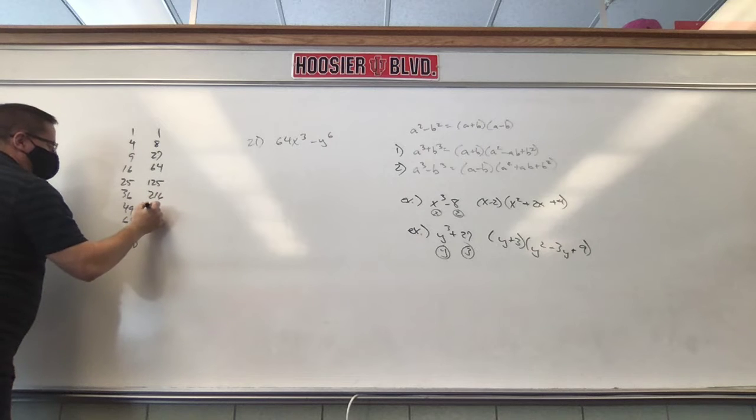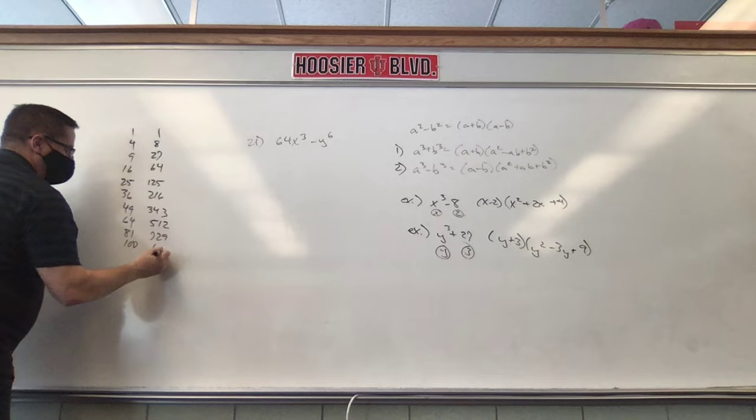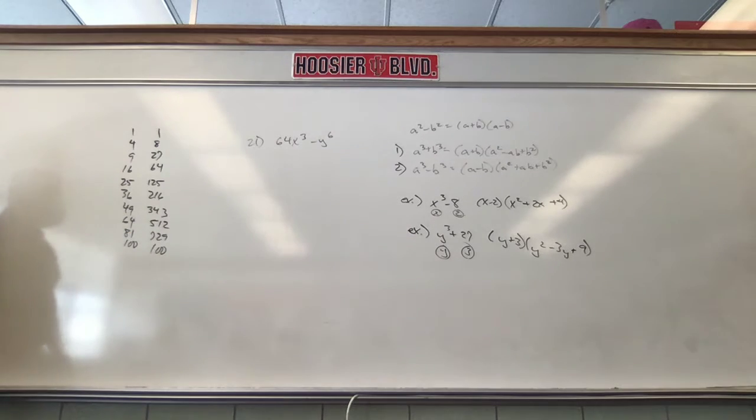Any idea what these numbers are? Cubes. First 10 cubes. Why is 512 the 8th number on the list? 8 times 8 times 8. 216 is the 6th number on the list. 6 times 6 times 6, okay?